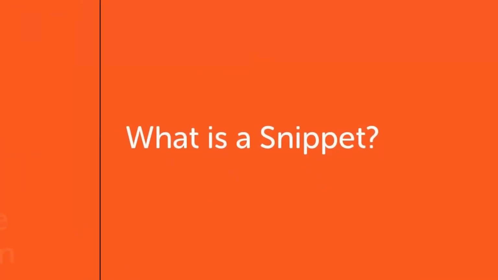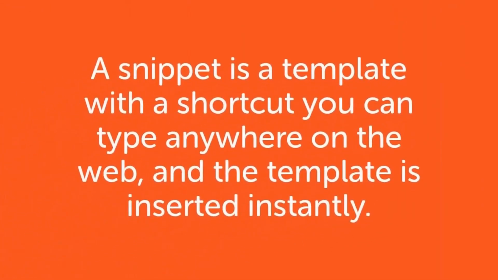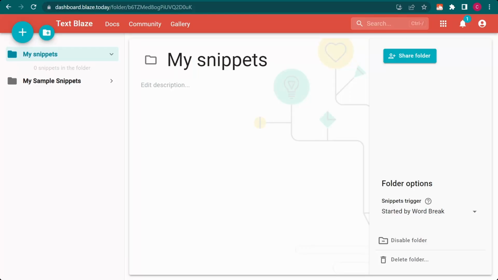Let's get started. What is a snippet? A snippet is a template with a shortcut you can type anywhere on the web, and the template is inserted instantly. Your snippet can be anything you want. Here we're going to automate "Thank you for your feedback," but the snippet could also be your name, along with an email, or anything else you want to speed up.